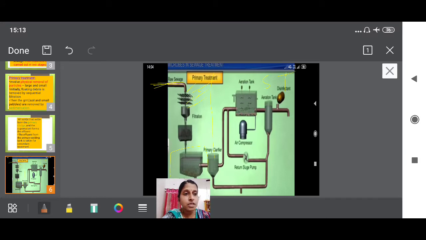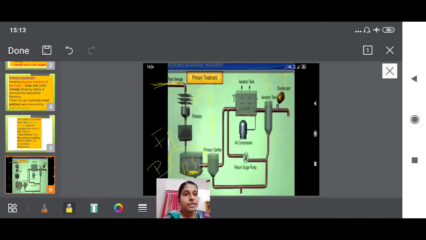So this water is allowed to settle down for some time. When it is allowed to settle, the bigger particles, the grit particles, the soil particles, slowly settle down. The settled particles we call the primary sludge. And at the top, the water which gets collected, we call the effluent. So one is the primary sludge and the second one is the effluent.